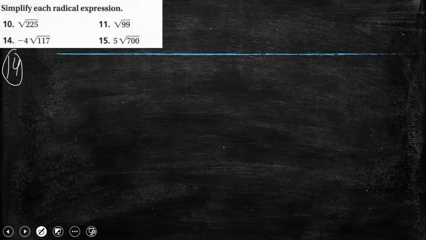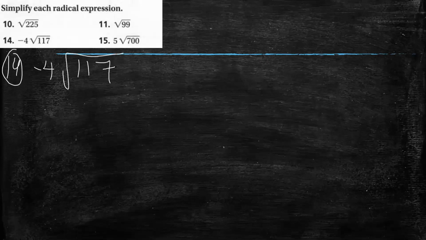Sorry, in number 14 here, we have -4 times the square root of 117. Now, in this one here, I want to factorize 117. I'm looking at the number that is under the square root. There are two ways: I can take the perfect square number, multiply by any other number and continue, or I can find the prime factors. How can we find the prime factors?